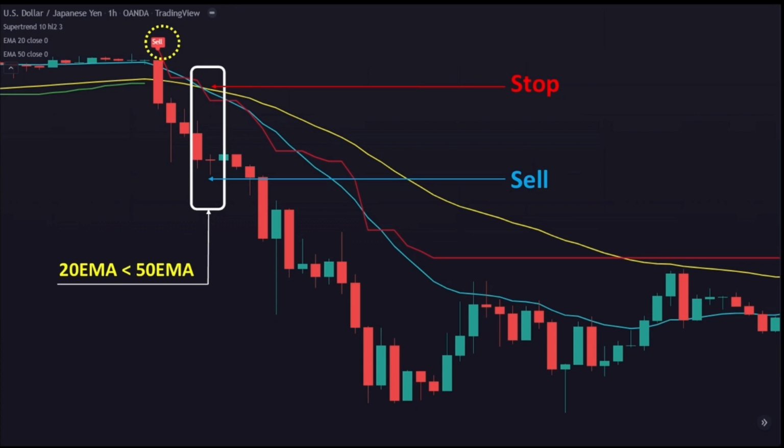You may exit your trade when the price closes above 20 EMA. But when the price closes below 20 EMA again, and the super trend stays red in color, you may take a short entry again. Let's see more examples for sell setup.